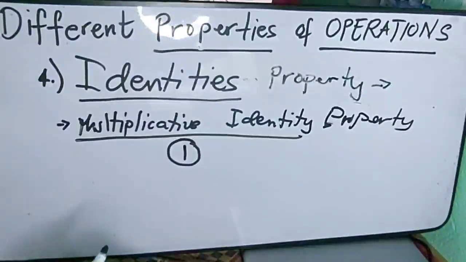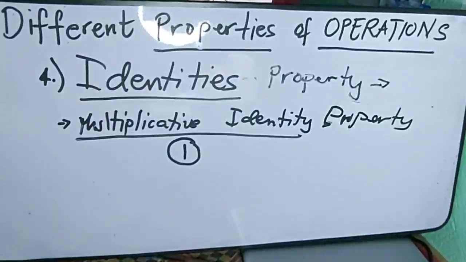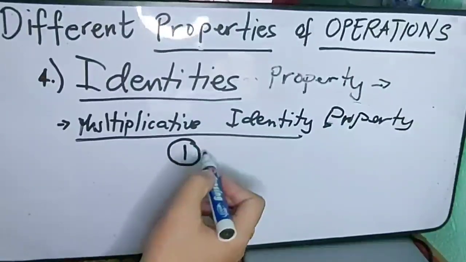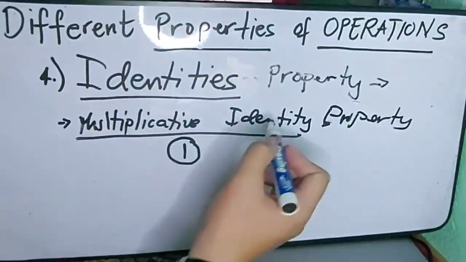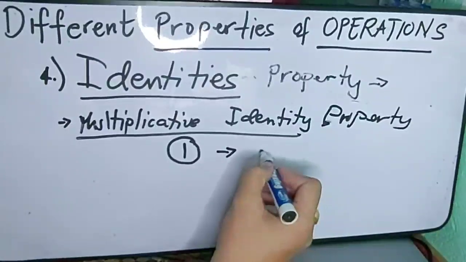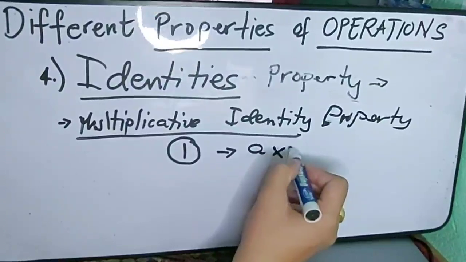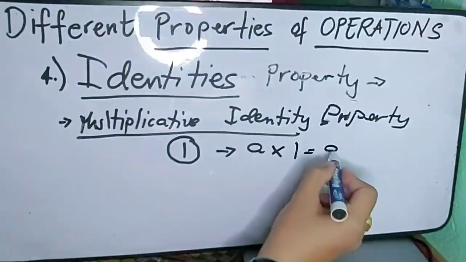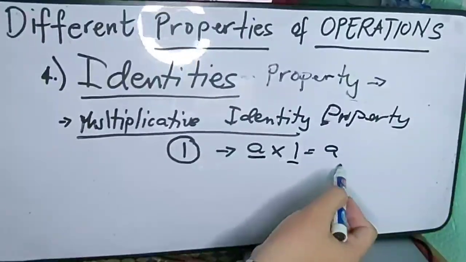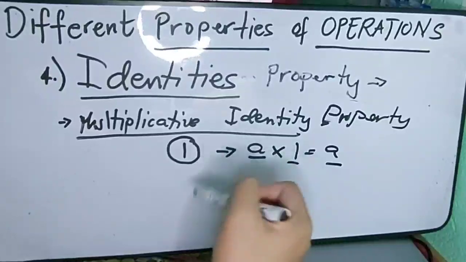Take note of that. Any number multiplied by 1 is the product. The 1 is the multiplicative identity. For example, let A be the integers, A times 1. What is the answer? A. So any number multiplied by 1, it is the answer. We have the multiplicative identity 1.